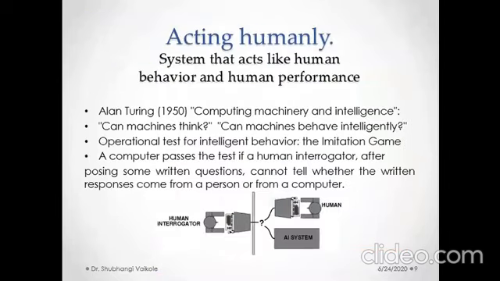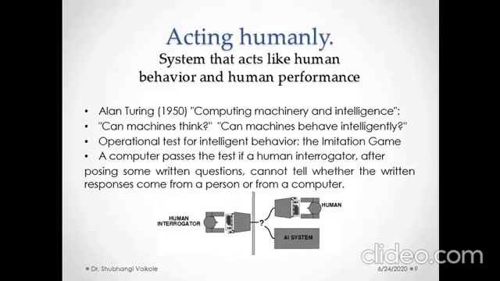So the first one is acting humanly, the system that acts like humans, that is behavior and human performance. Now, what is the meaning of a system that acts like humans? The art of creating machines that perform functions that require intelligence when performed by people. Or we can also say the study of how to make computers do things at which, at the moment, people are better. We can give examples of this system, like the Turing machine.